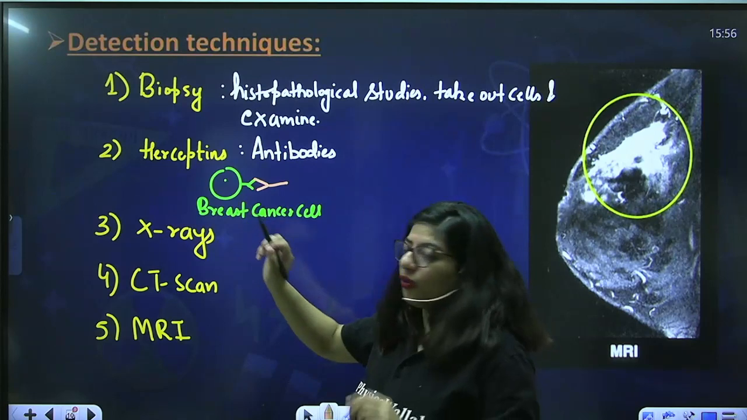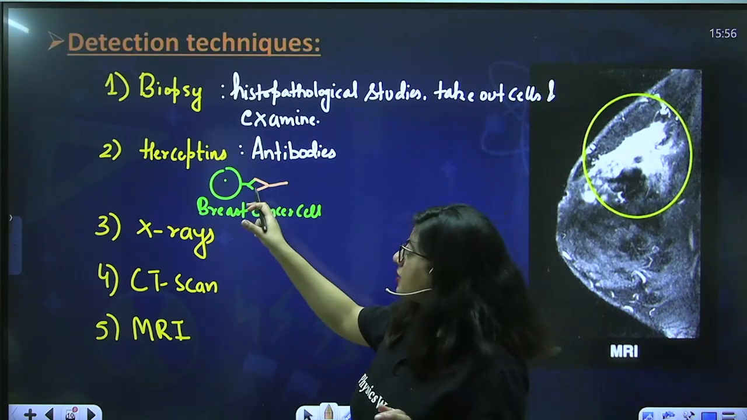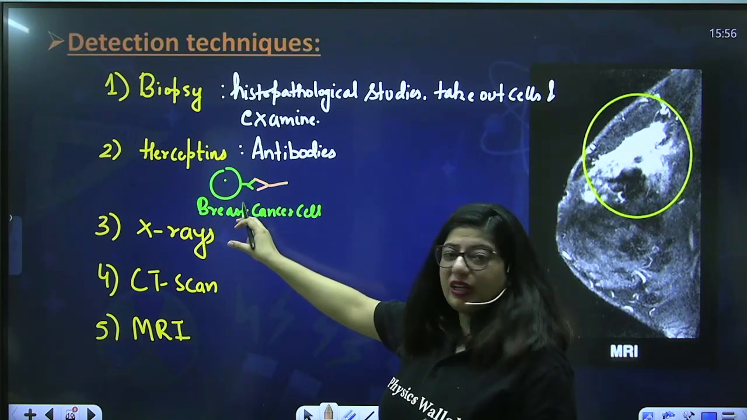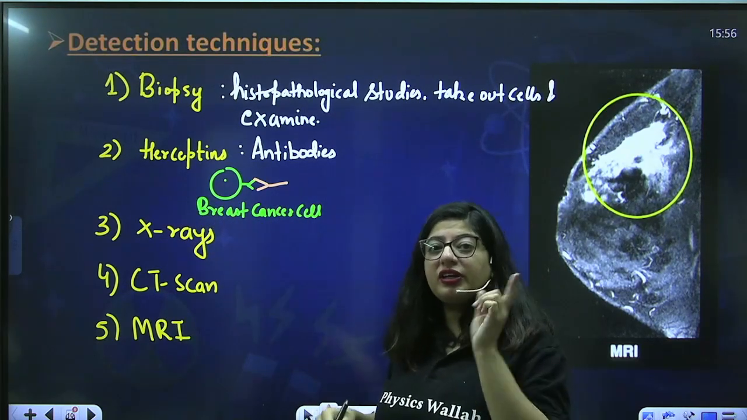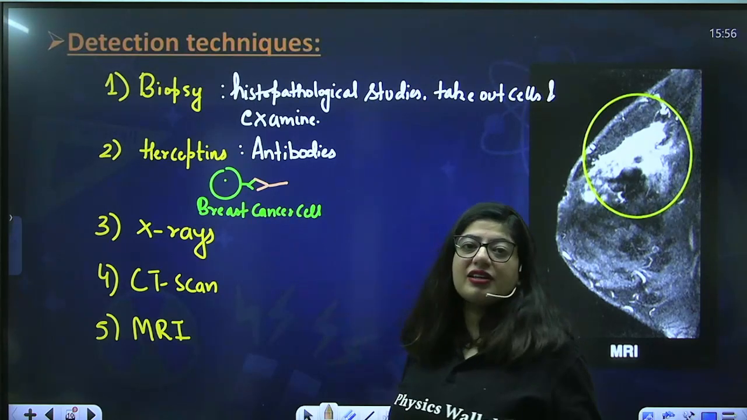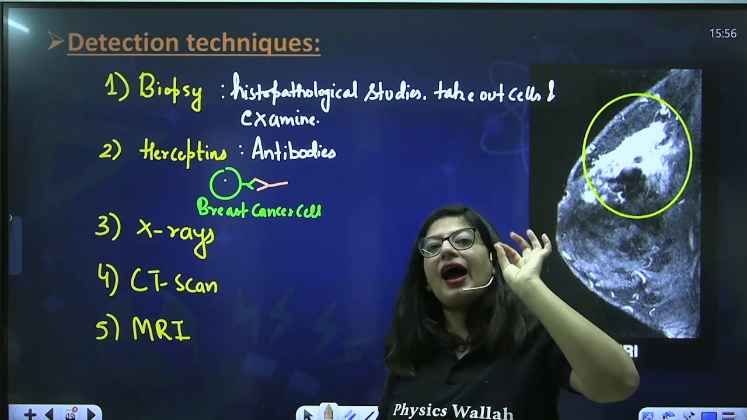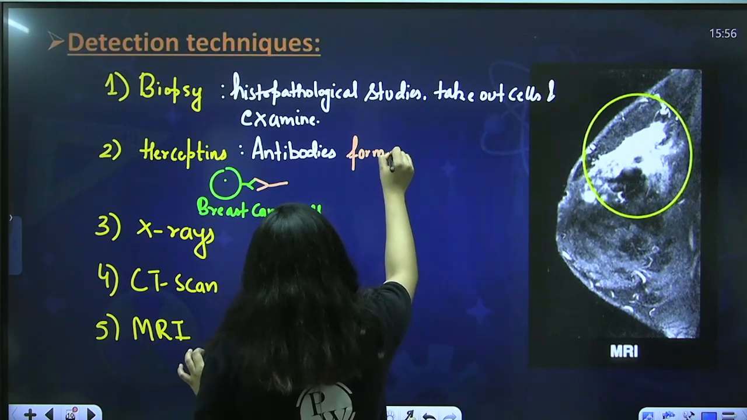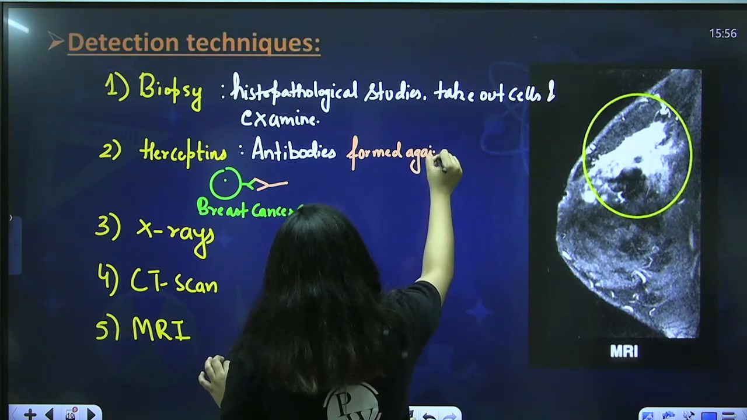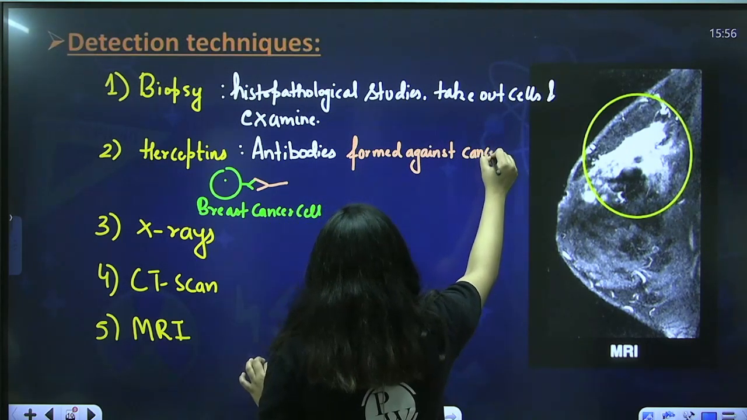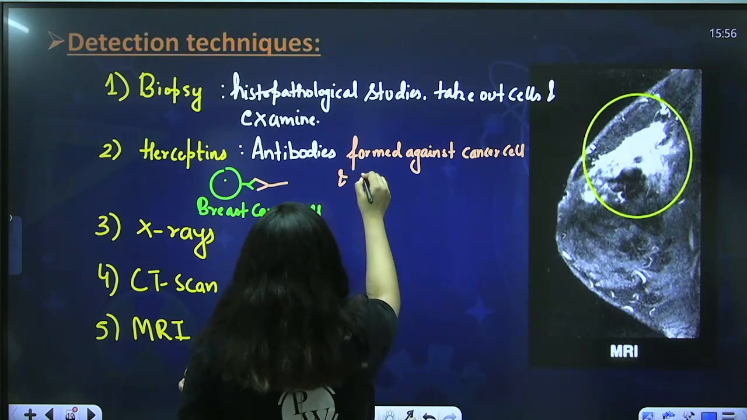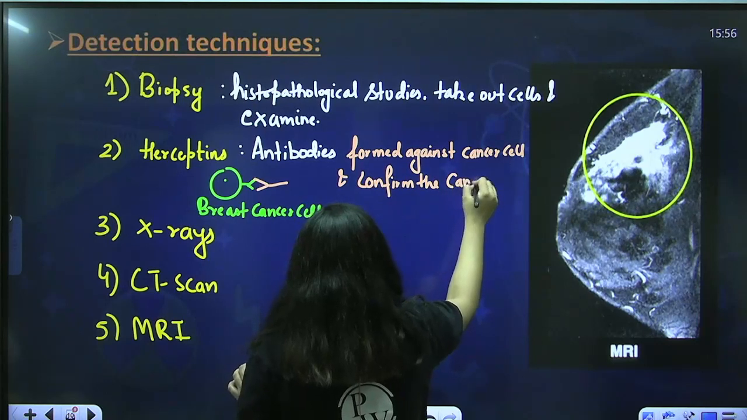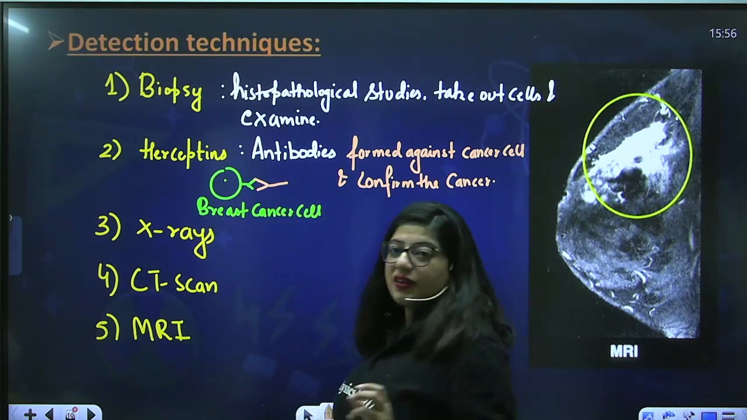Imagine if we don't know whether this cell is a cancer cell or not. If it has this protein, the antibody, which is the antibody Herceptin, will bind. If this antibody binds, that means it's a cancer cell. If this antibody doesn't bind, that means this cell does not have a specific cancer protein and the person does not have cancer. So these are the antibodies formed against cancer cells and confirm the cancer. Okay.